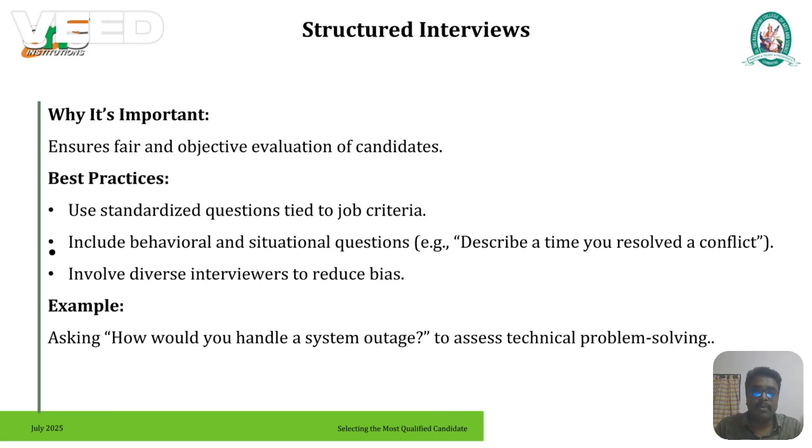Next, interviews should be properly structured, and we should make sure that a fair and objective evaluation of candidates is done. We can use standardized questions with respect to the job criteria, and we can also put in some questions to check their behavioral and other standards. Diverse interviewers should be used to reduce the bias. For example, a question like "How would you handle a system outage?" can be asked to assess their problem solving skills.